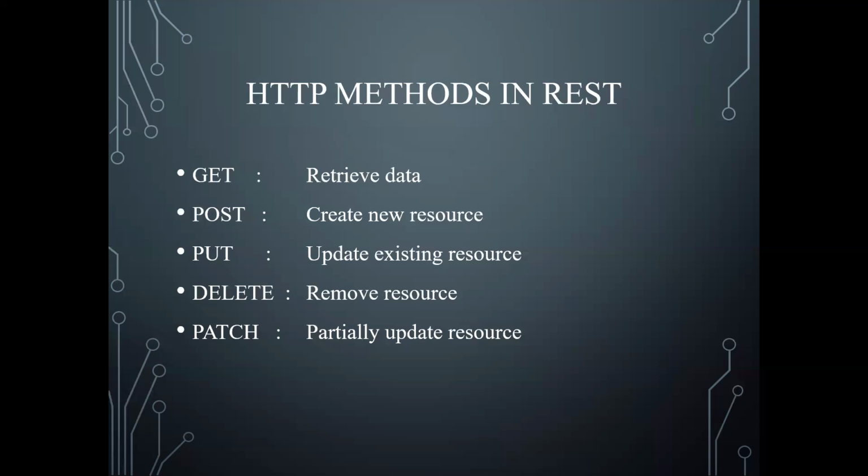So here, these are the list of methods. Get is one of the HTTP methods that can be used to retrieve the data from the database server. Then post is the method that can be used to create a new resource. Put is the method that is used to update existing resources. Delete method can be used to remove the resource. And patch is another method that can update the resource partially.